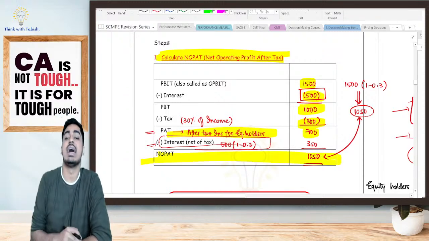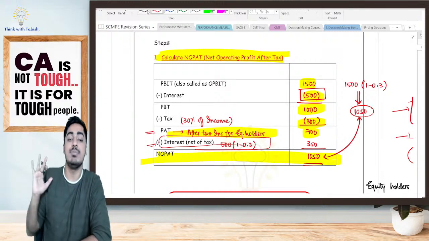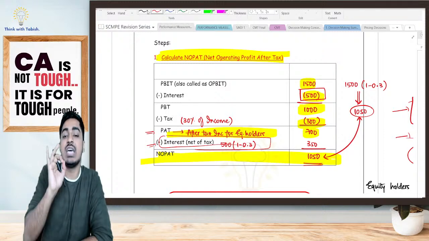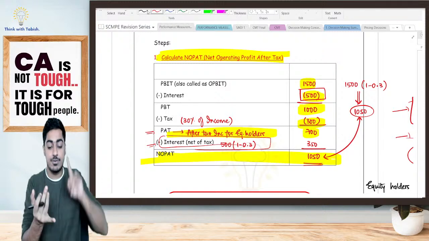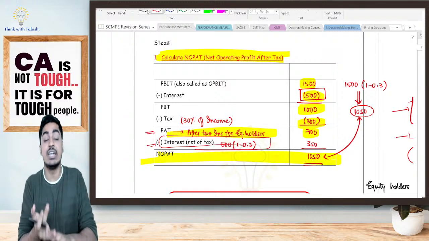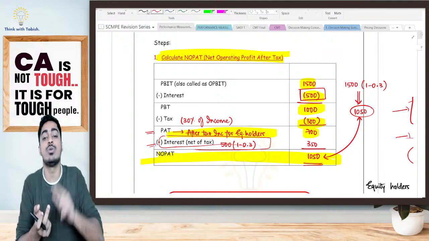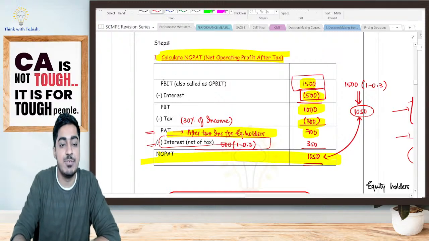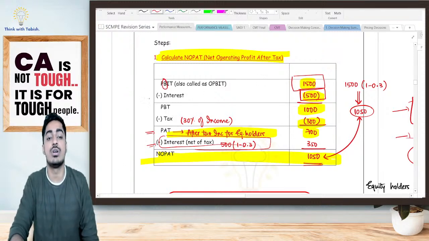Now look at this. I can talk of it in this way as well. Forget for the time being that there is something called interest. How much amount have I earned altogether for my equity as well as debt holders before tax? Before tax, for my equity as well as debt holders, how much have I earned, students? 1500. Yes or no? This is before tax.